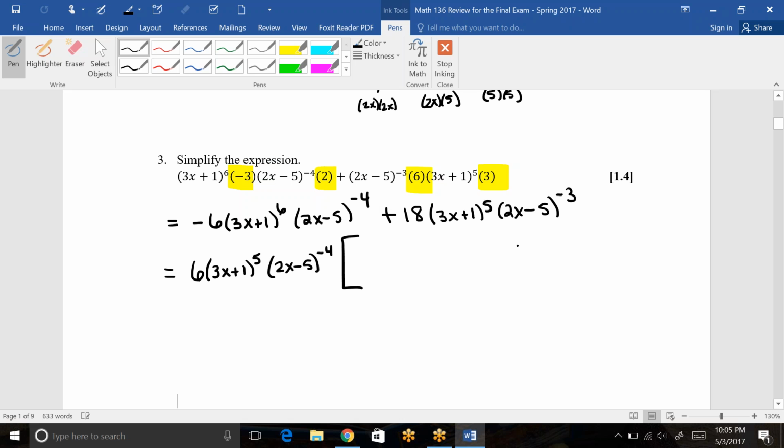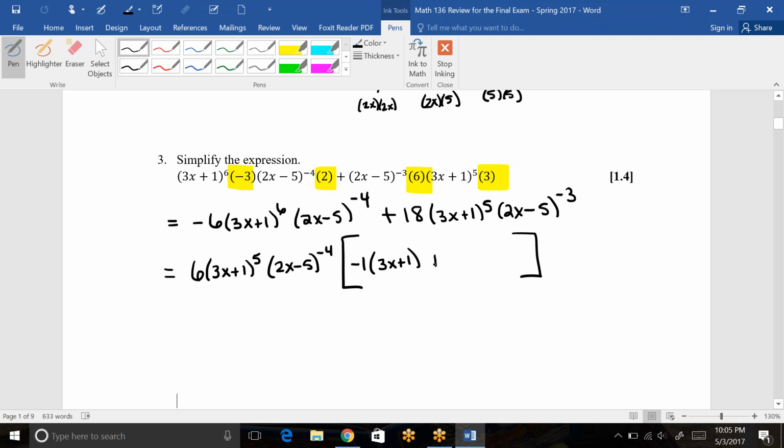What that will leave us with is a bracket of leftovers. So you just go piece by piece and ask what happens if I pull this out. Negative 6 divided by 6 would be negative 1. I would have a 3x plus 1 left over because I had 6 of them and I only pulled out 5. I pulled out all negative 4 of the 2x minus 5s.